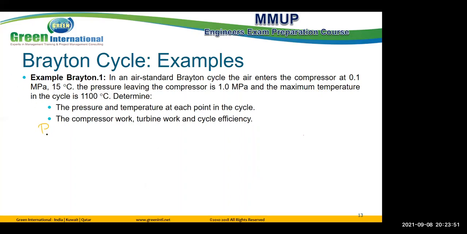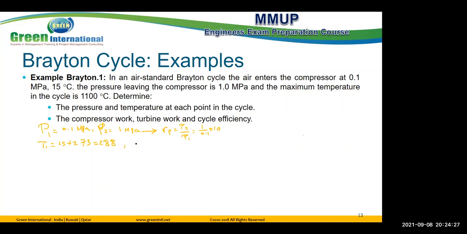Actually, the given is P1 equal to 0.1 mega, P2 equal to 1 mega. So from this, we can calculate RP, which is P2 by P1, equal to 1 divided by 0.1, which is equal to 10. And temperature 1 is 15 Celsius, so plus 273. Don't forget, please, to change it from Celsius to Kelvin. This is very important, please.